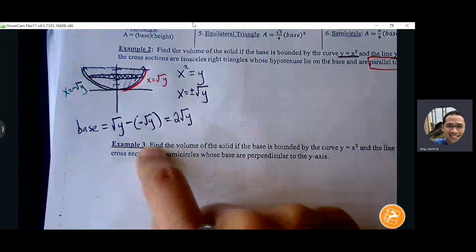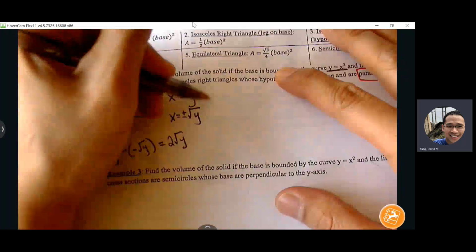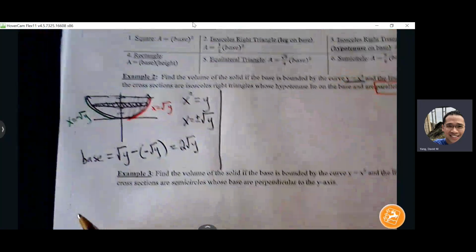Yeah, you got 1 root y plus 1 root y. That gives you 2 root y. If it was root y times root y, then that'll become y. But 1 root y plus 1 root y is 2. Okay. Are the bounds easy to spot in this case?